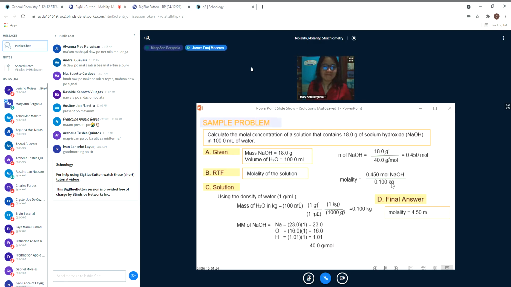Ma'am, pwede po magtanong. Yes, Ilan po yung significant figures po pag kukuha po ng molar mass po? Pag kukuha tayo ng molar mass, 3SF tayo. 3SF din. Thank you po. Yan. Kasi 3SF tayo dito sa kinuha natin na atomic weight. Kaya 3SF din tayo dito.